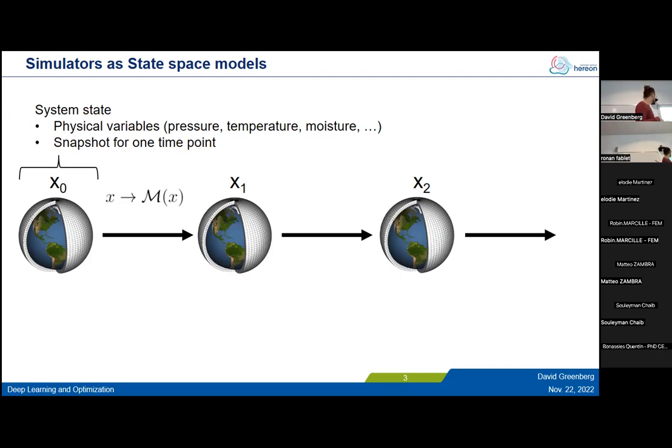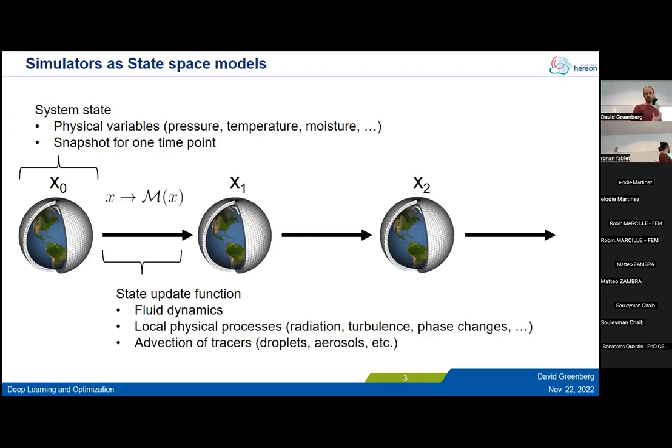And the state space in the state space model means that we have a time stepping function where each time point is providing the only guidance for the next time point. So there's no kind of larger historical effects that are indirectly affecting the next time step. We're saying everything evolves as a function of the current state. And so in the simulations that we build in this framework, we have an update function which would express things that we have a physical understanding of: fluid dynamics of the atmosphere or ocean, physical processes, often things below the grid scale that we want to parameterize, radiation, turbulence, phase changes, and important tracer advection as well.